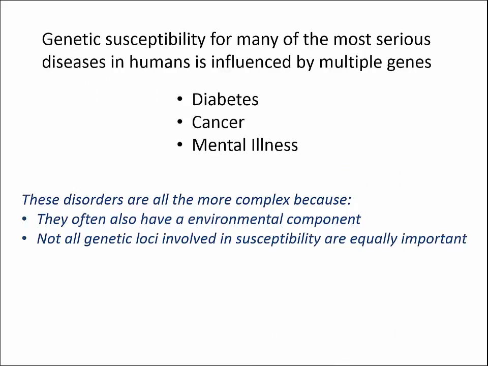So it turns out that a lot of the most difficult diseases facing humans these days are influenced by multiple genes. So these would be quantitative traits, things like diabetes, especially type 2 diabetes, cancer, mental illness. We know that all of these things have a genetic component to them, but they also have strong environmental components. And not all of the genetic loci that are involved in the susceptibility for these diseases are actually equally important. So there may be two or three genes that are very influential for diabetes, but then another 10 genes that have only minor effects, for example.